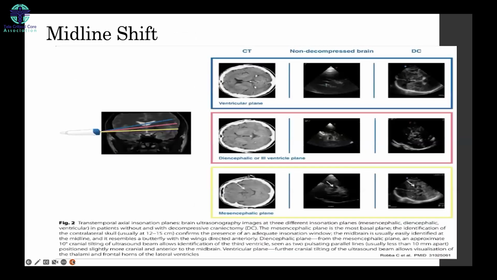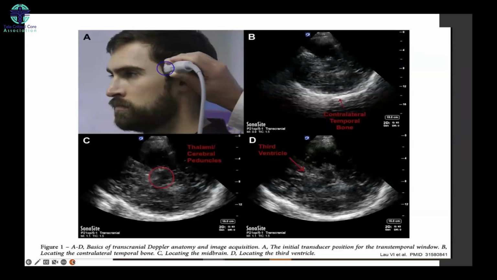So now, transcranial Doppler ultrasound has also been used to detect the midline shift. The window we use is the transtemporal window, and there are 3 planes where we can look for the midline shift. One is the mesencephalic plane, the other one is the diencephalic plane, and then another one is the ventricular plane. The most commonly used one is the diencephalic plane, which we will discuss. So this is the transtemporal window through which the ultrasound is placed, and this is at the level of the diencephalon, that is at the level of the third ventricle.